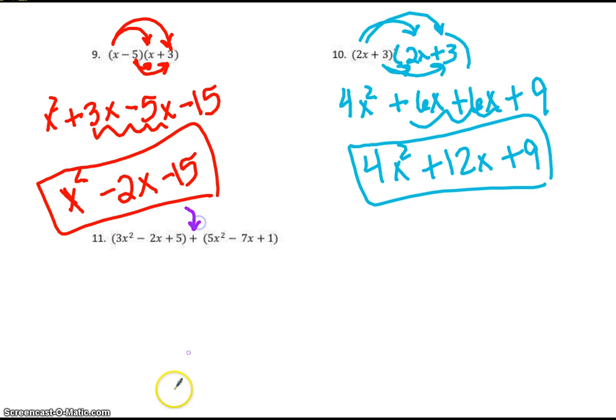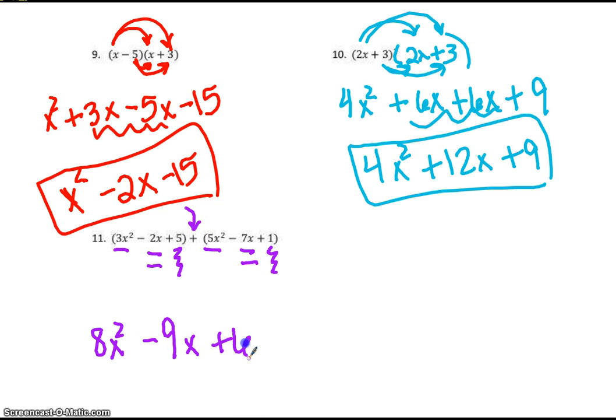Now, don't make number 11 harder than it is, because you're used to all this multiplying. The only thing between them is a plus. This means the parentheses do nothing, and you just look for your like terms. 3x squared, 5x squared. We have a 2x, we have a 7x. We have a 5, and we have a 1. So 3x squared plus 5x squared, 3 plus 5 is 8x squared. Negative 2x plus negative 7x, negative 2 plus negative 7 in your calculator, minus 9x. And then 5 plus 1 is 6, so plus 6. Do not make that hard and try to do lots of multiplying.